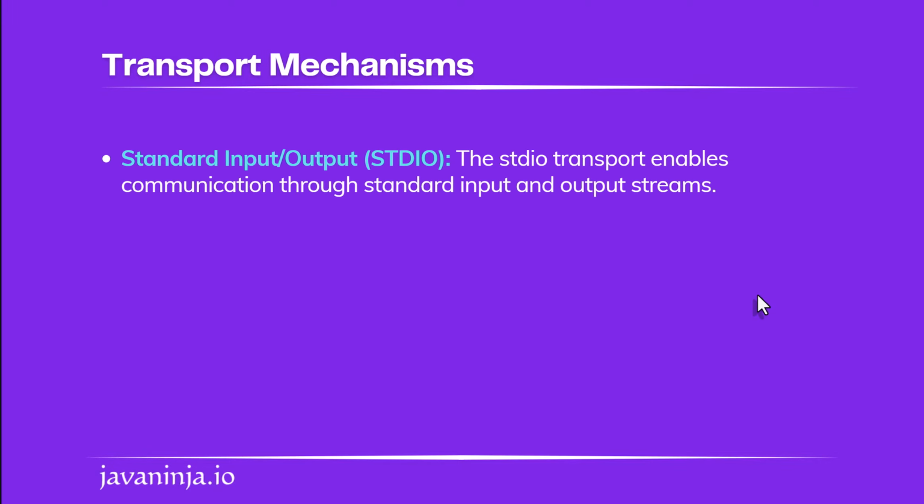Standard input-output transport enables communication through standard input and output streams. This is particularly useful for local integrations and command line tools. This makes more sense when you are building MCP for a local integration.